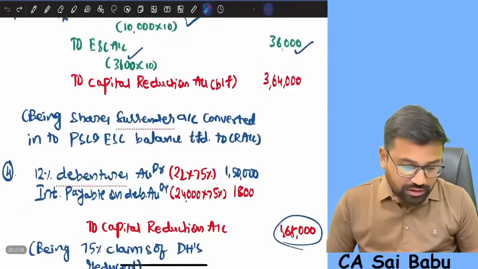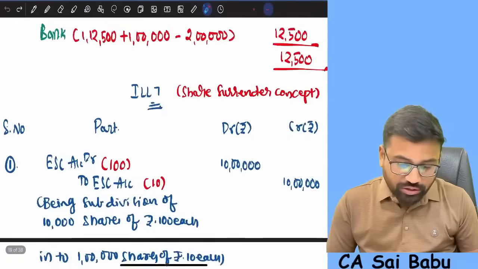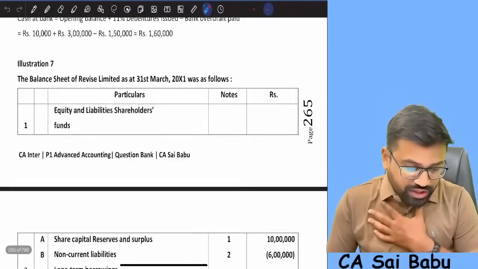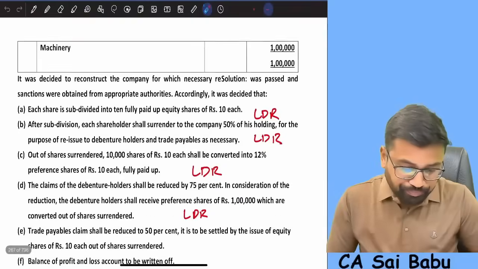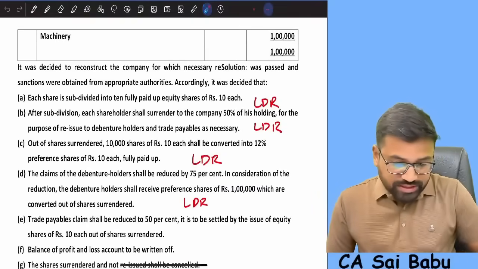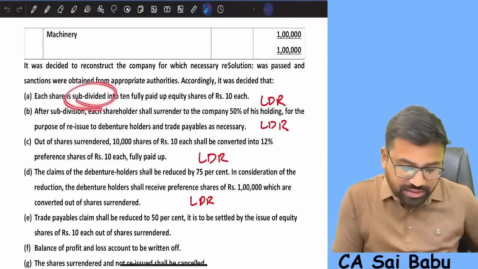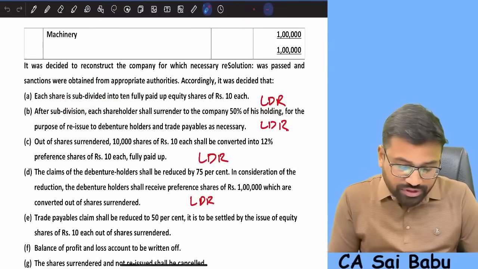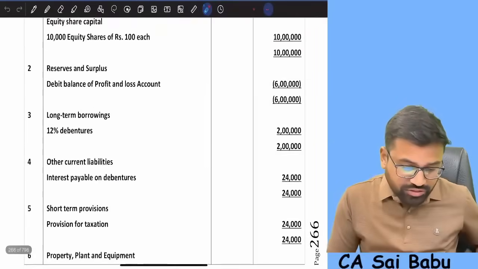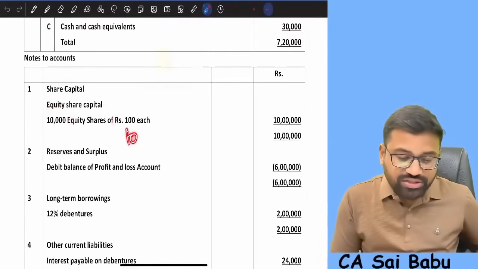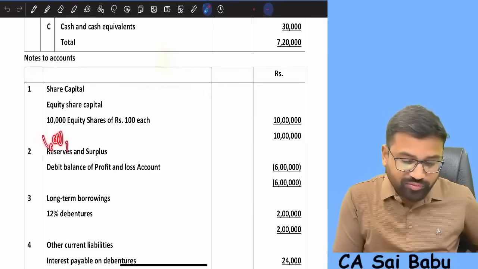Now I will cover one important question also, sir. Illustration number 7. This question is very important. In this question, if you see, this company is going for internal reconstruction, sir. First, they have done the subdivision of shares into shares of 10 each. Actually, original shares are 10,000 equity shares of 100 each. Now, they make each share into 10 rupees. That means number of shares will be 1 lakh.